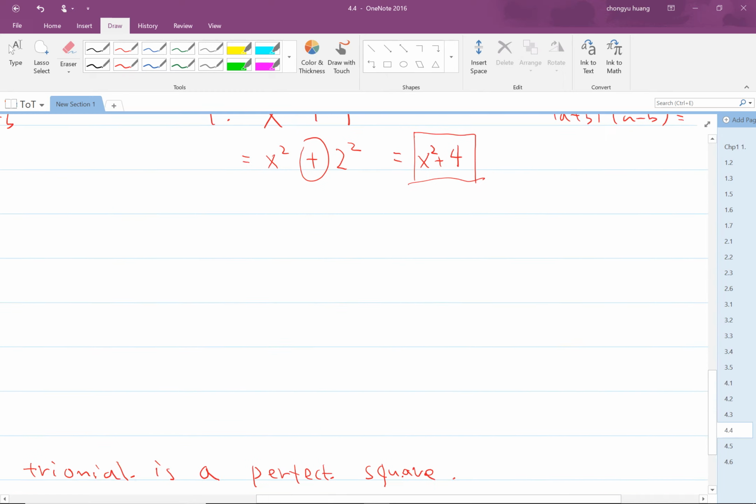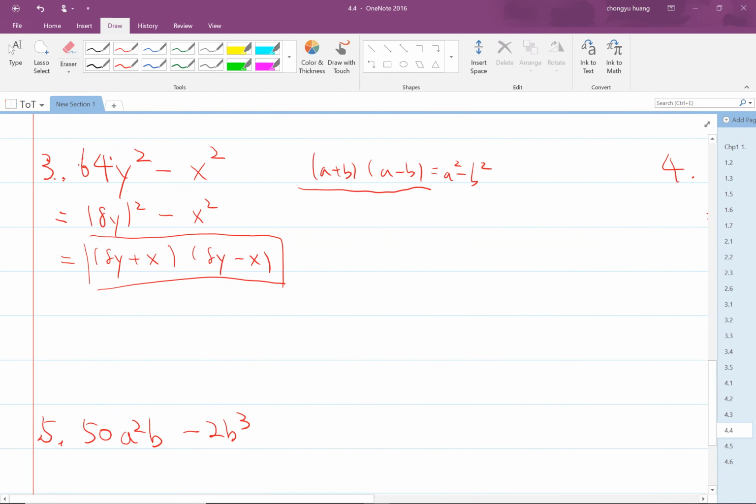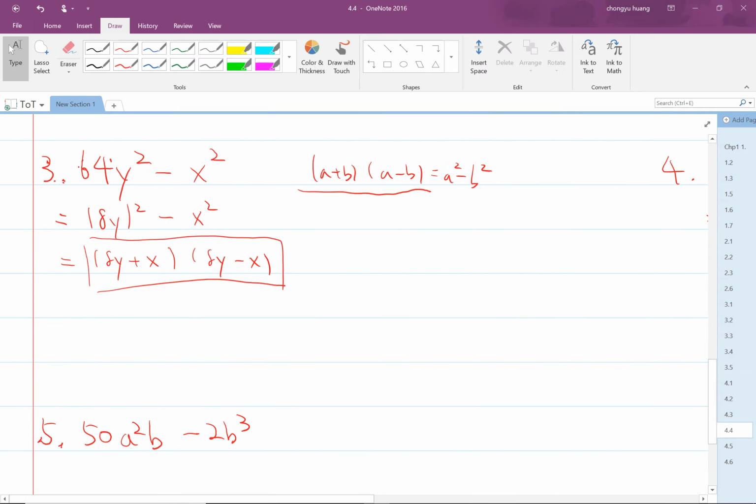Okay. So let's move into the last question over here. So again, for this question, we want to do the factory. First of all, let's look at can we factory out anything before we do more steps?